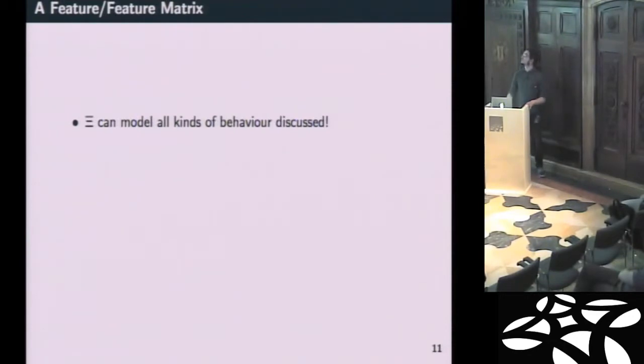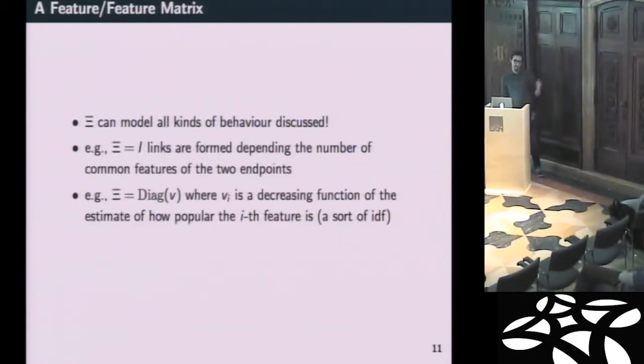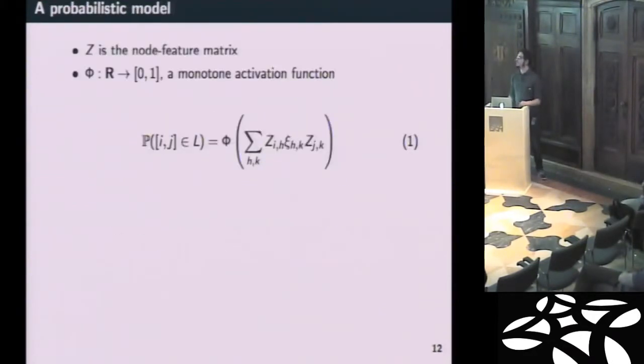So please note that this can model all the behavior that we discussed in the beginning. And in particular, if we're assuming the identity, then we get the simple homophily behavior that I presented before. And we will look at this in the experiment.